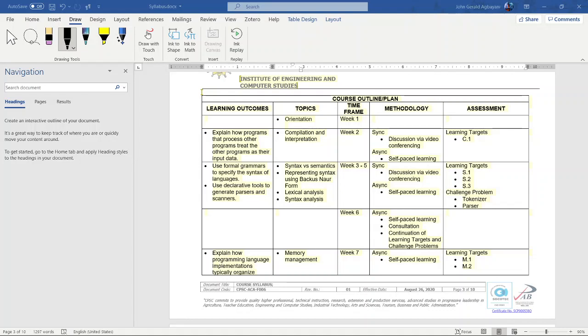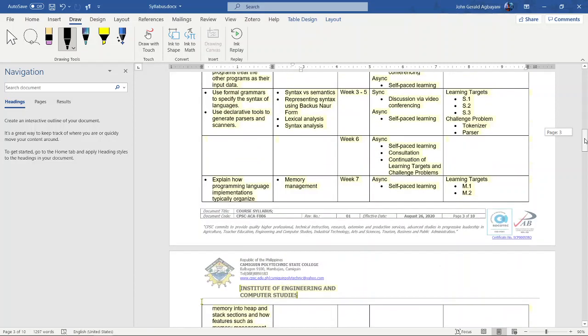So you should be seeing the syllabus. I will review this syllabus real quick so that you will understand our time frame and also the different assessments that we will do. Okay, so here you can see the topics that we will be discussing along the weeks.